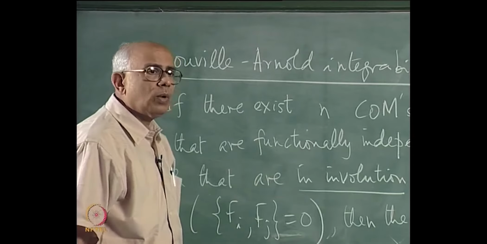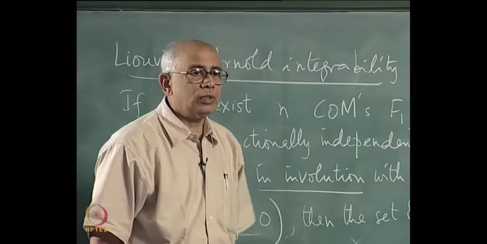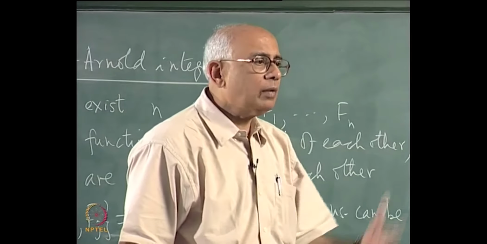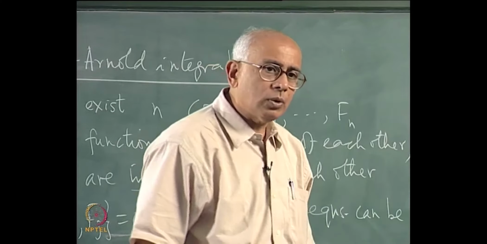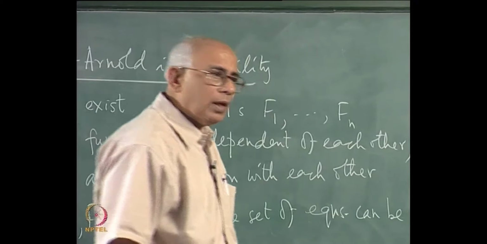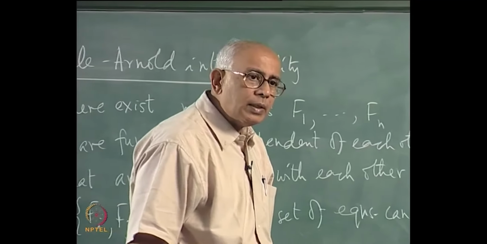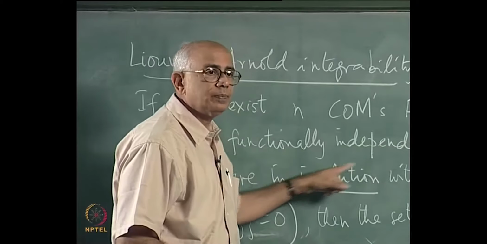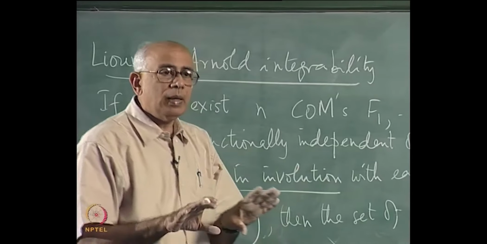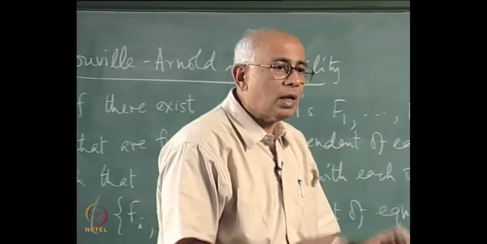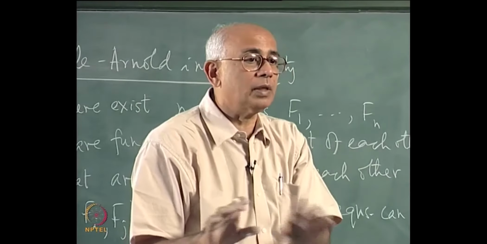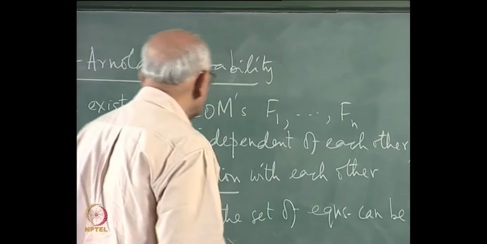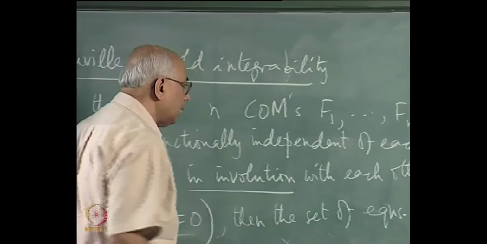Now I have to explain what I mean by functionally independent of each other. We know that the Hamiltonian is always a constant of the motion. So the square of the Hamiltonian, or e to the power of the Hamiltonian, or the Hamiltonian cubed plus the Hamiltonian squared, are all constants of the motion, but they are not functionally independent of H. These must really be independent of each other. In other words, none of them should be writable as some function of the rest, in which case they are completely functionally independent.